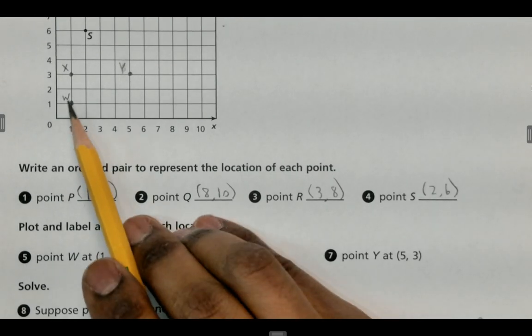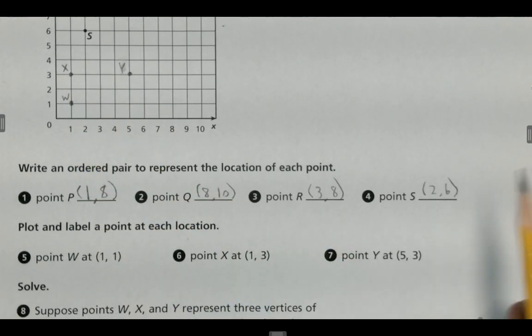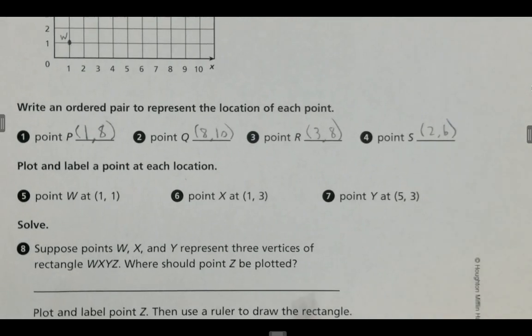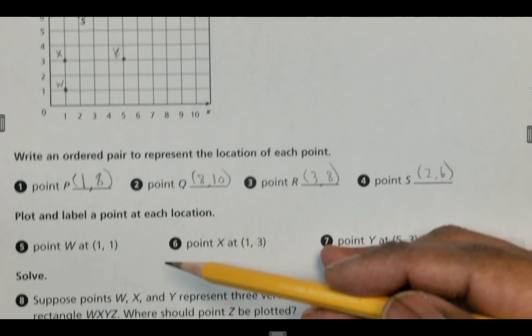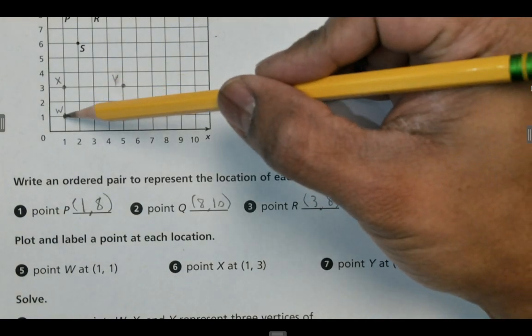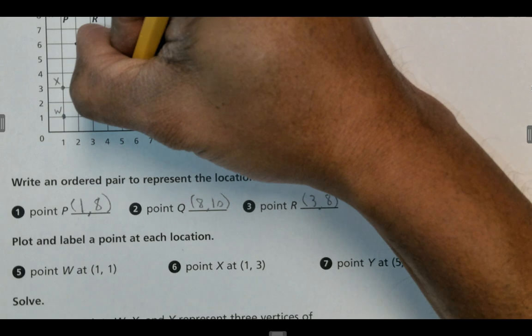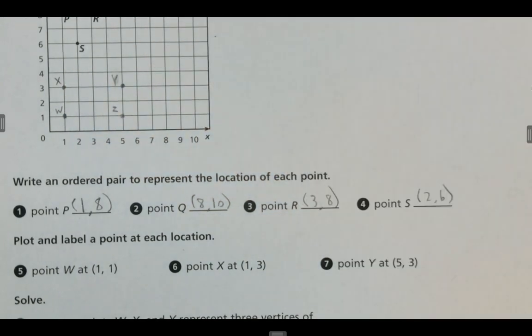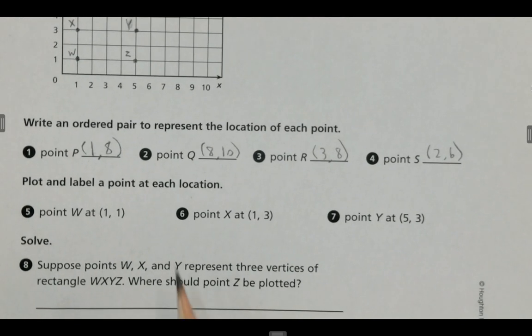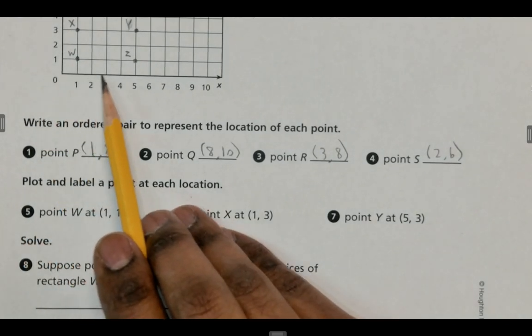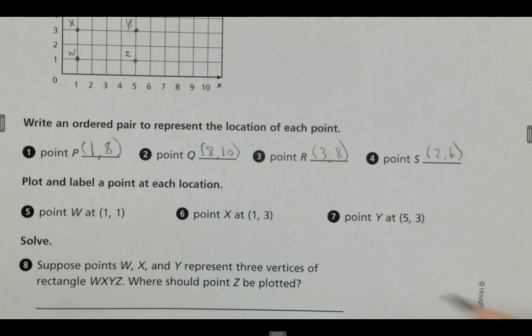Okay, so we see WXY is what we have just plotted. Now, it's saying suppose W, X, and Y are 3 vertices of a rectangle, meaning 3 corners. Where should point Z be plotted? Well, I think you can imagine the rectangle. We would plot Z right here. And the name of that ordered pair would be, starting at 0, I'm going to walk 5 and jump 1: 5, 1.